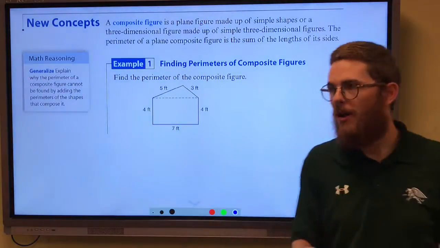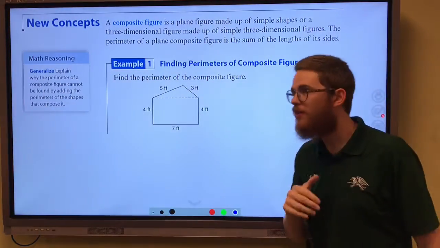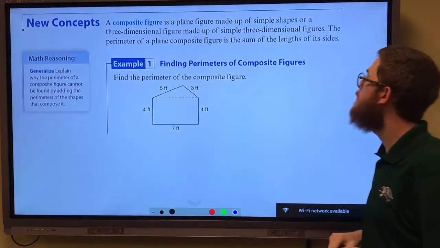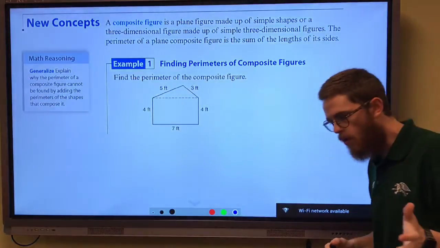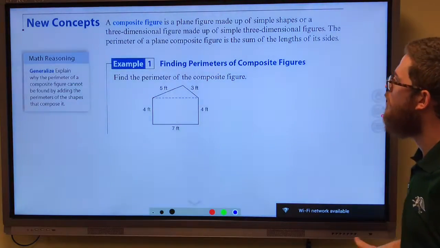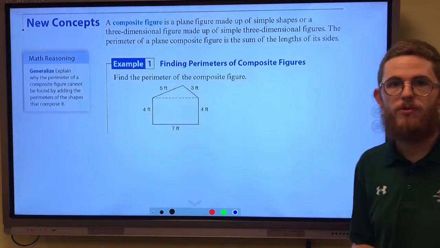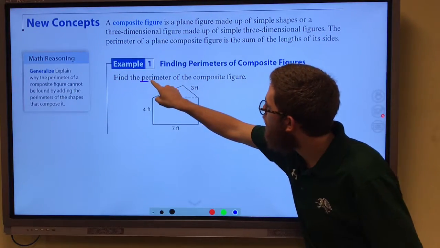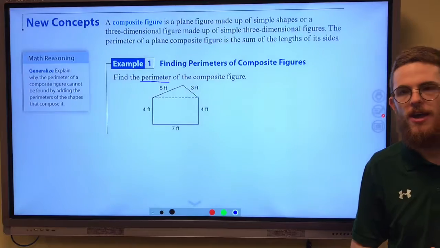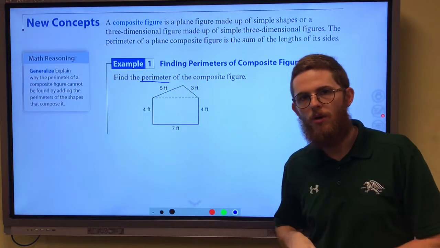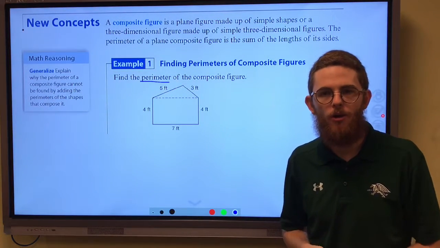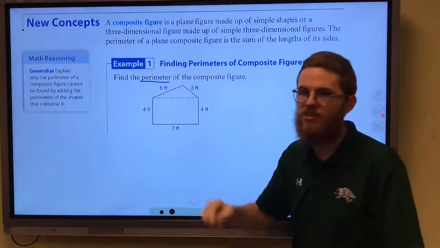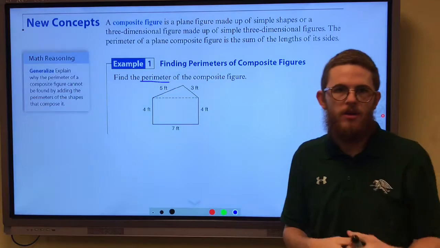All right, today we're talking about composite figures, and a composite figure can be a plane figure made up of simple shapes, or it can be a three-dimensional figure made up of a few simple three-dimensional figures. But notice here we want to find the perimeter of this composite figure, and really the only way we can go wrong here is just making silly mistakes.